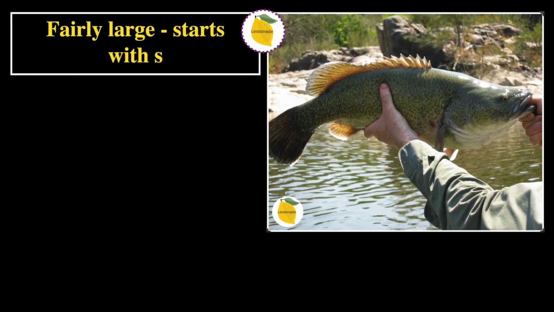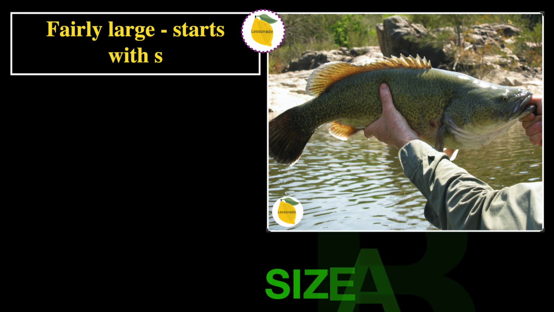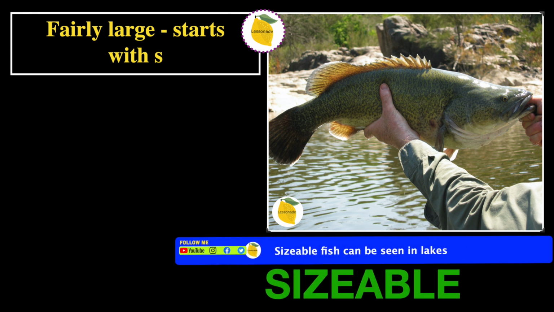Fairly large starts with S. In this picture, we can see a very large fish. So the word is sizable. And the sentence is, sizable fish can be seen in lakes.